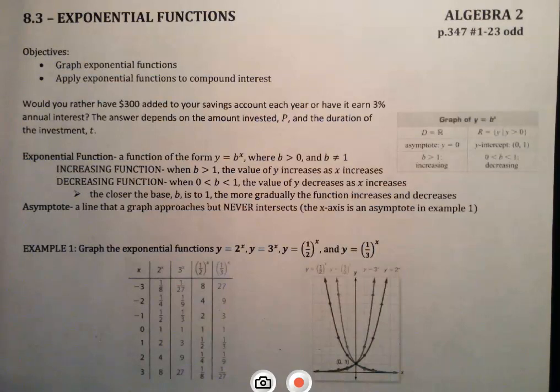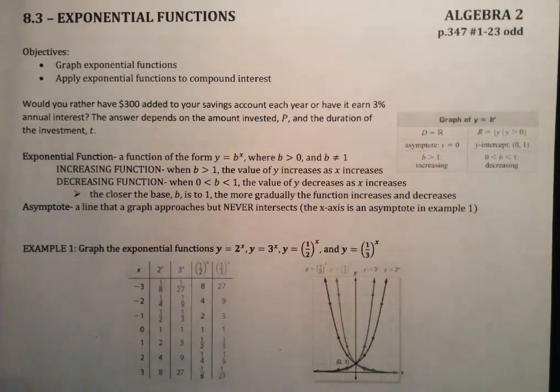And some of them are more predictable than others, right? Like the stock market is not very predictable. You have to be willing to take the chance there. So exponential functions are a function in this form: y equals b^x.